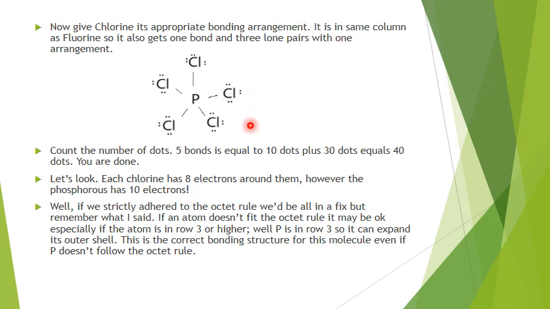Okay, so this is the bonding structure of phosphorus pentachloride. Let's take a little closer look at it. Notice that each chlorine has 8 electrons, so it follows the octet rule. But now look at phosphorus. Phosphorus has 2, 4, 6, 8, 10 valence electrons. And like I said, that's okay.